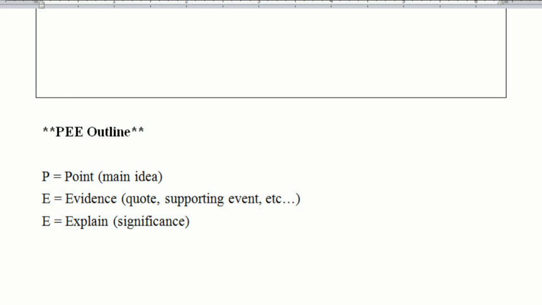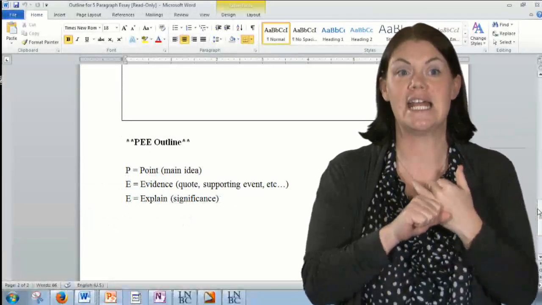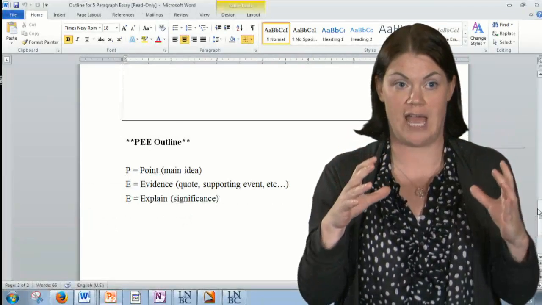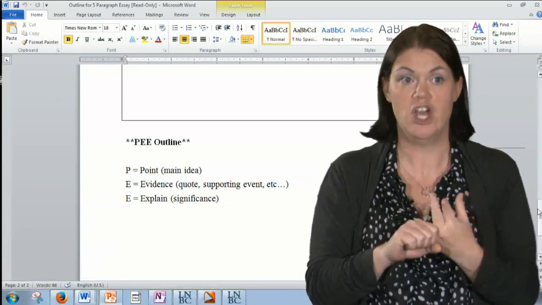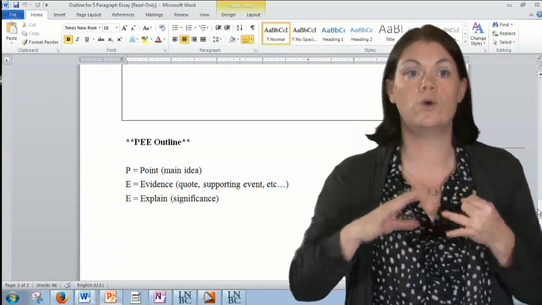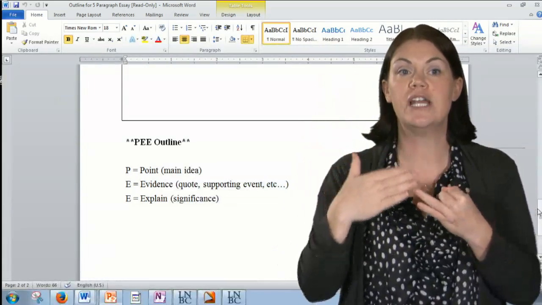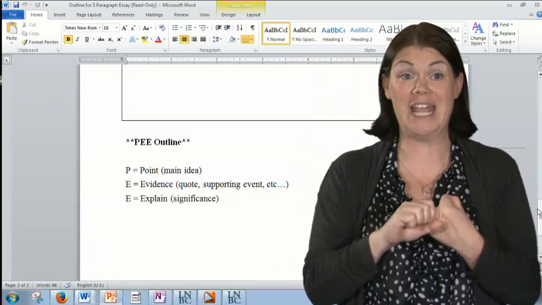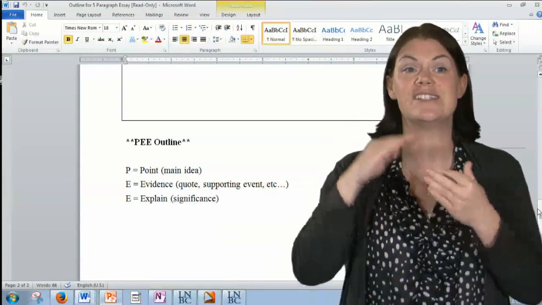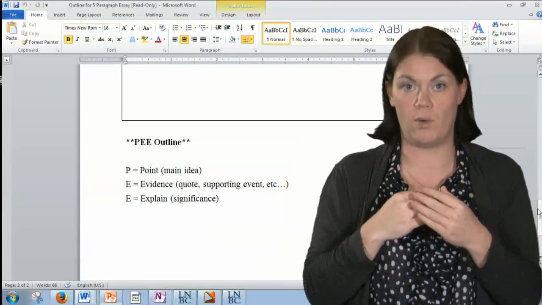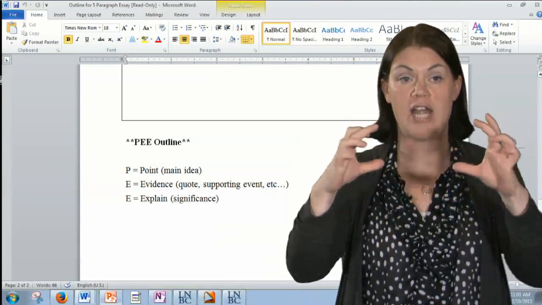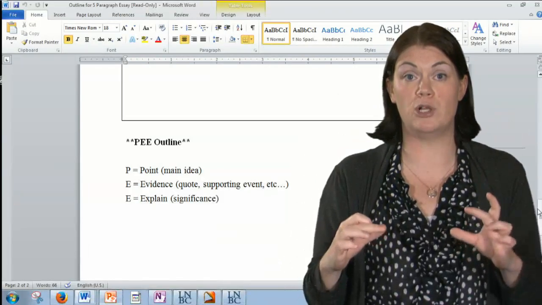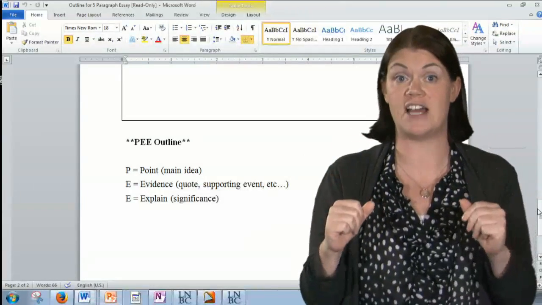So you make your point. What is the main idea of this paragraph? Then you need to provide evidence, whether that's with a quote or a supporting event, whatever it is. Then you have to explain the significance. How does that tie into the main point? That is how you set up the body of your multi-paragraph essay or your 5-paragraph essay.